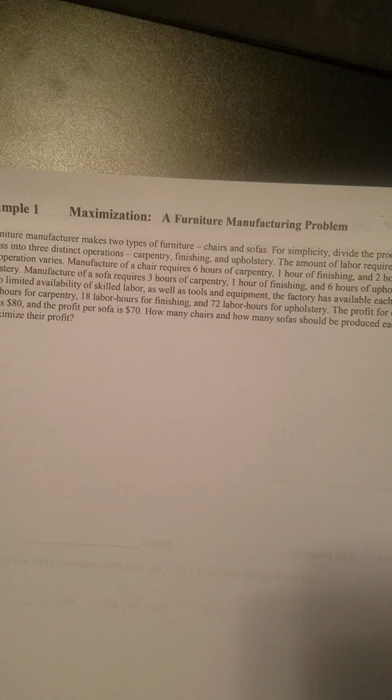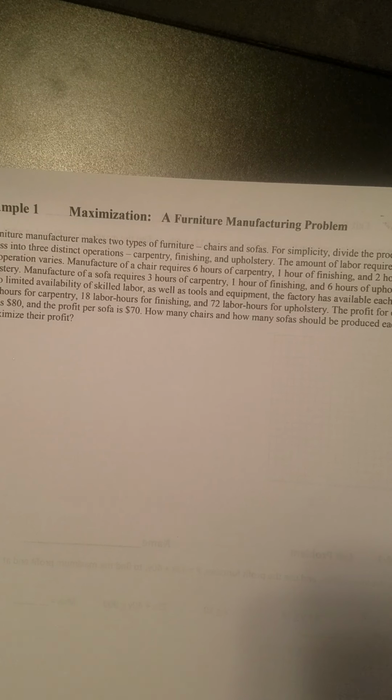Manufacture of a chair requires 6 hours of carpentry, 1 hour of finishing, and 2 hours of upholstery. Manufacture of a sofa requires 3 hours carpentry, 1 hour finishing, and 6 hours upholstery. Due to limited availability of skilled labor, as well as tools and equipment, the factory has available each day 96 labor hours for carpentry, 18 labor hours for finishing, and 72 labor hours for upholstery. The profit for each chair is $80. The profit for each sofa is $70. How many chairs and how many sofas should be produced each day to maximize the profit?